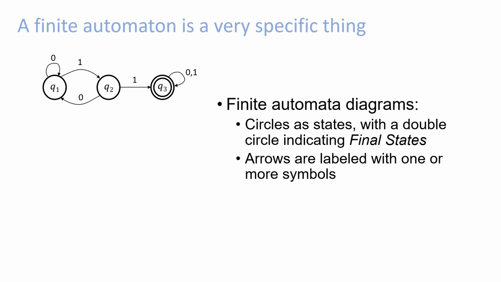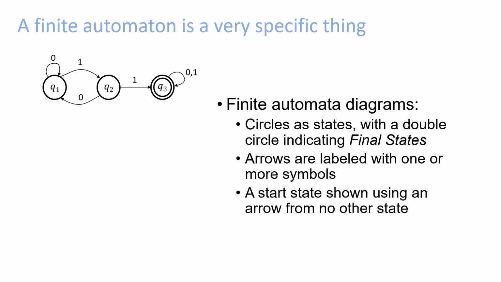Finally, at the beginning, we also need a way to start our input, which is going to be a start state that is shown using an arrow that comes from no other state. So in this case, I'm going to point into Q1 directly to indicate that that is the start state. Great. So that's the breakdown of what the pieces of the drawing are, but I haven't really talked about what it means yet.